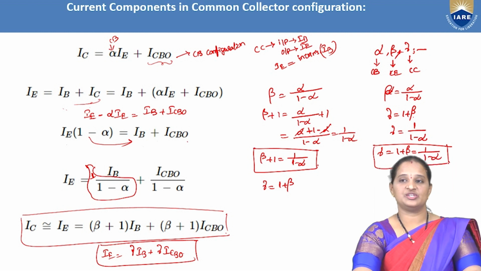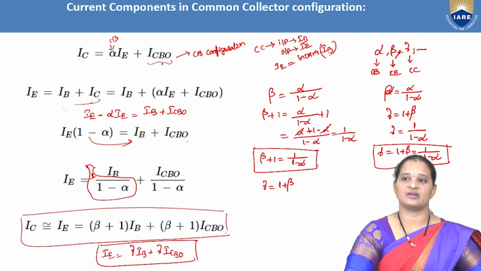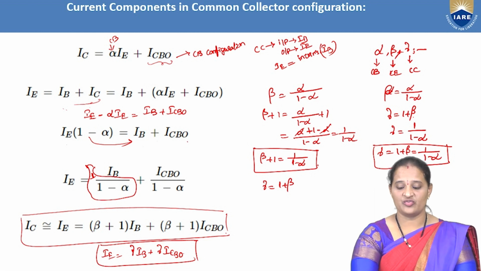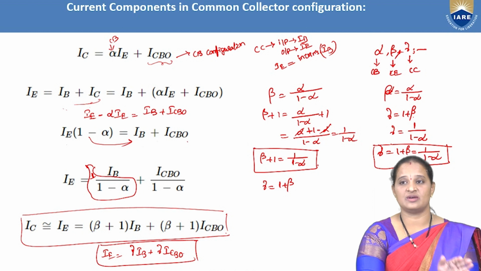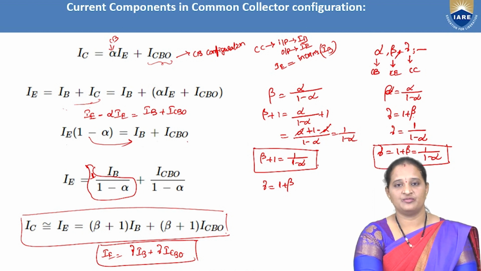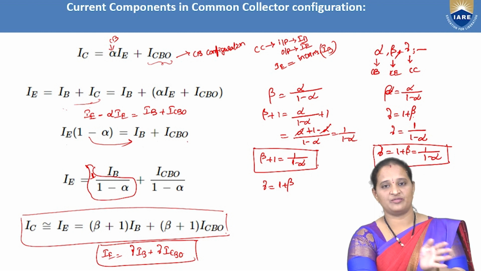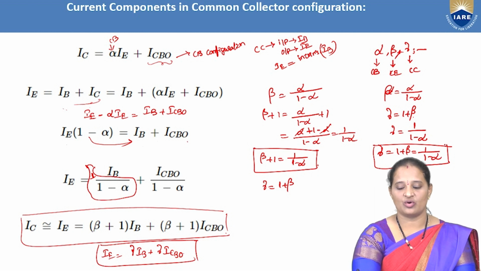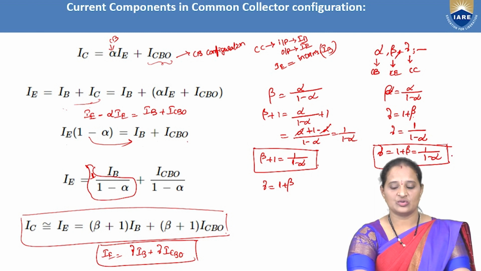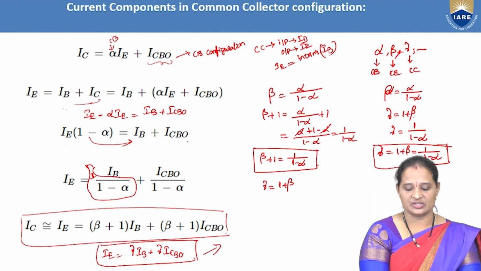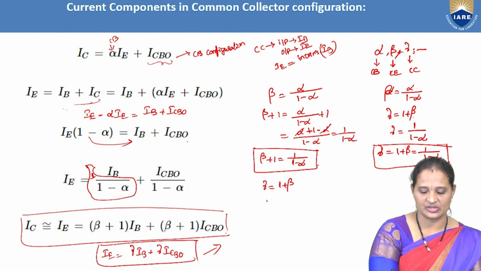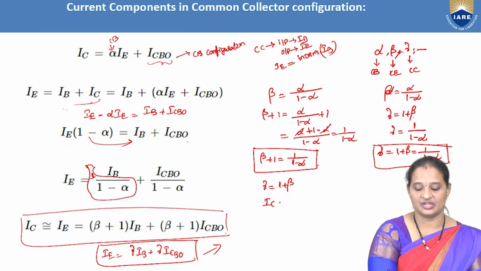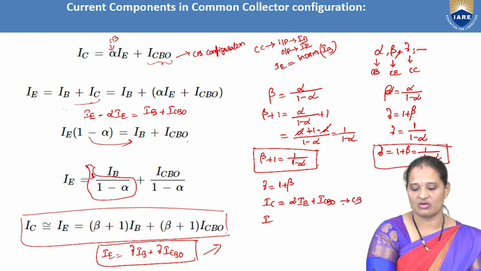This is a very important relation showing the relationship between all three current amplification factors, alpha, beta and gamma, and based on this we will also solve some problems. So we have to remember all these current equations. Now let us have a look at all the current equations. First of all, in the common base configuration, IC = alpha IE + ICBO.